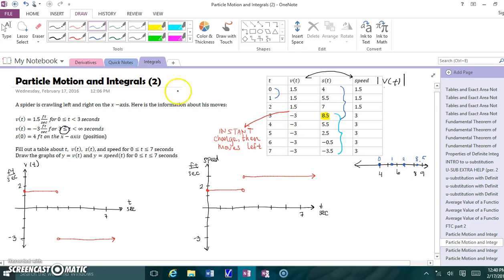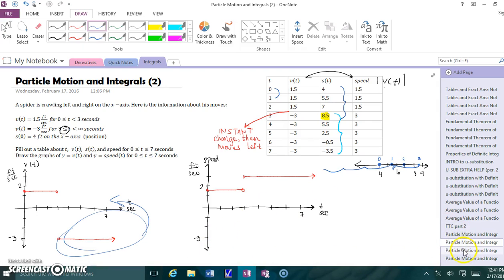As soon as the timer hits 3 seconds, then he starts going to the left, 3 feet per second. So then at 4 seconds, he's back at 5.5, and then 3, and so on and so on, like that. Notice the similarity between velocity and speed graphs. It's just that velocity has negatives. Speed is basically the same thing as velocity. It's just you take anything under the x-axis and flip it over the x-axis so it's in the positive portion. So make sure you're all set with that.